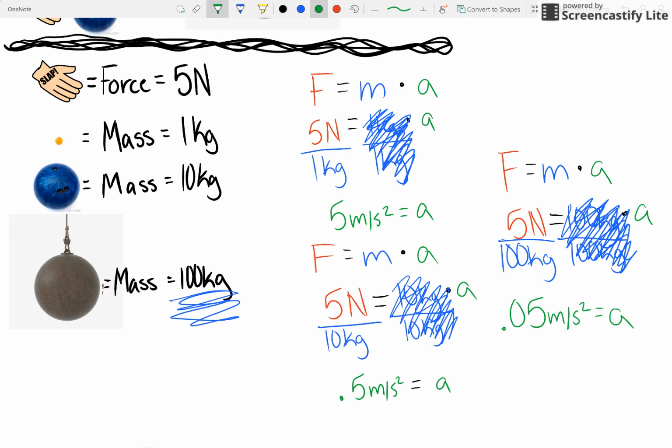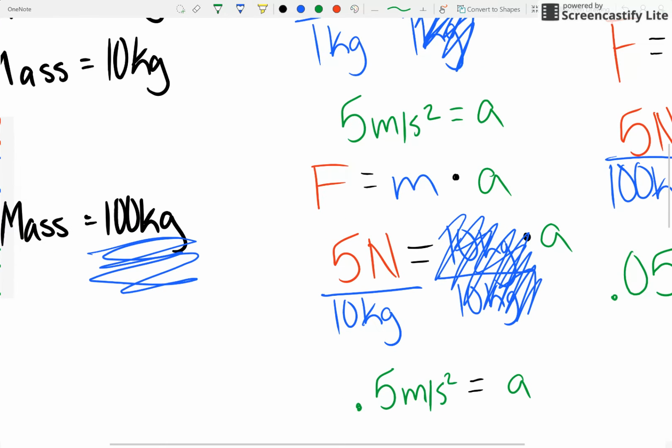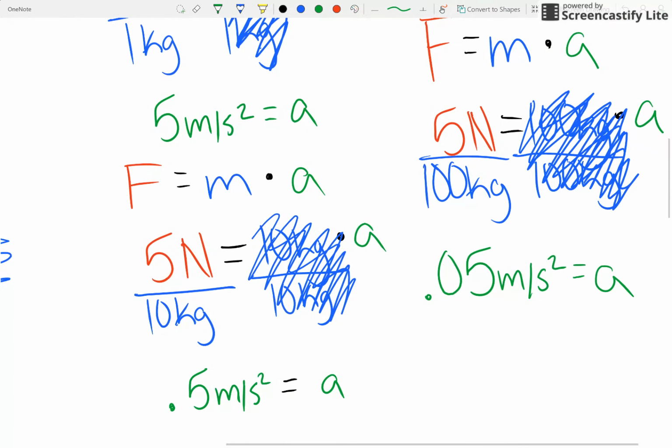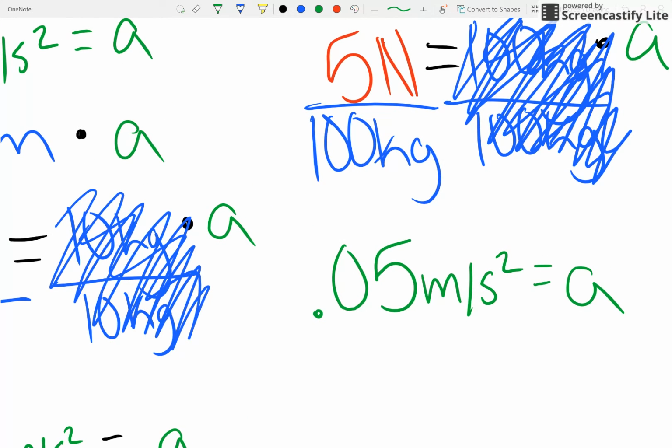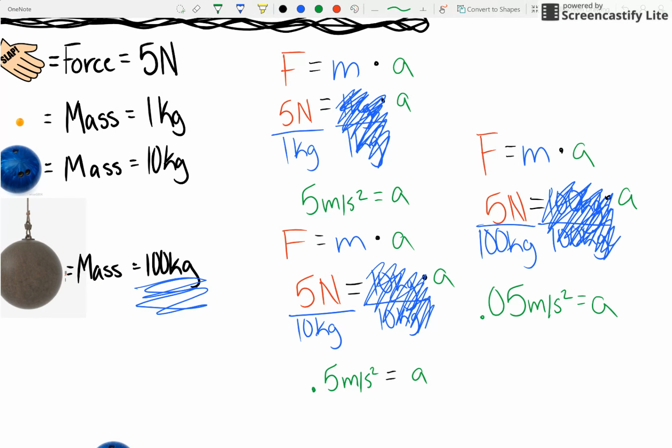All right, so this was my ping pong ball, 5. Here was my bowling ball, which was 0.5, and then my wrecking ball, which is 0.05. So if asked which one's going to accelerate the fastest, the answer is the ping pong ball. Which one's going to accelerate the slowest with the same amount of force? That's the wrecking ball. That's how you solve for acceleration.